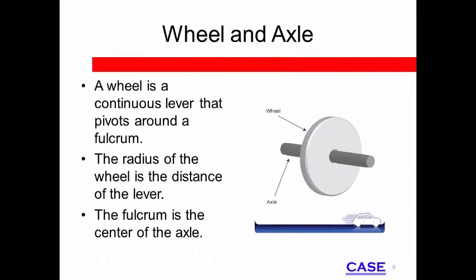A wheel and an axle is a simple, continuous lever pivoting on a fulcrum. Distance is equal to the wheel's radius.